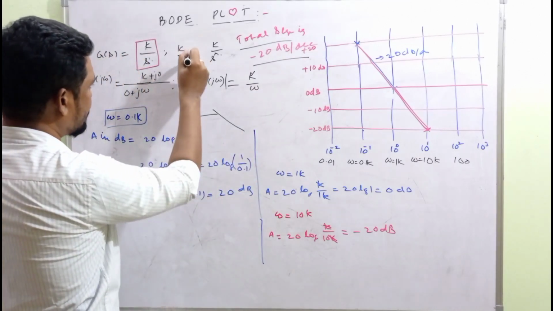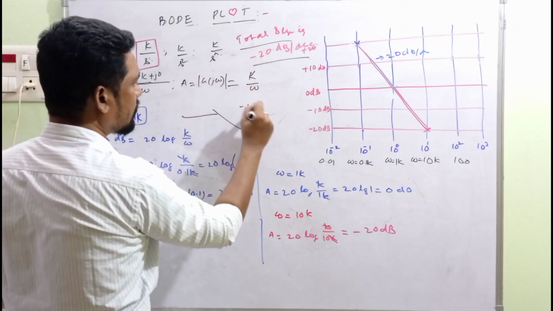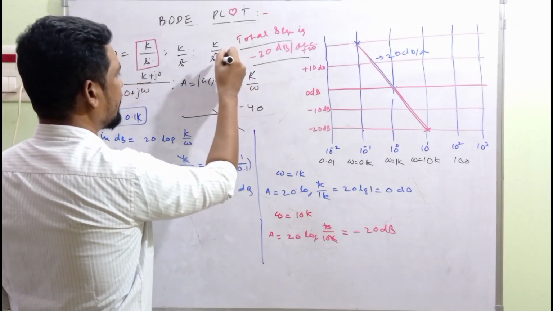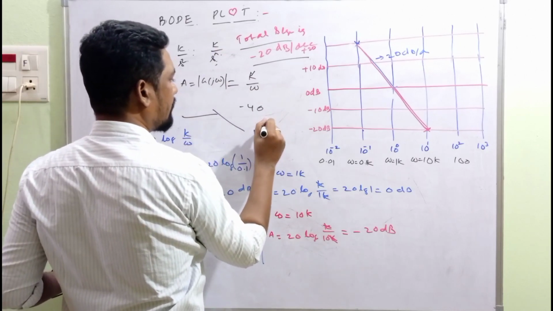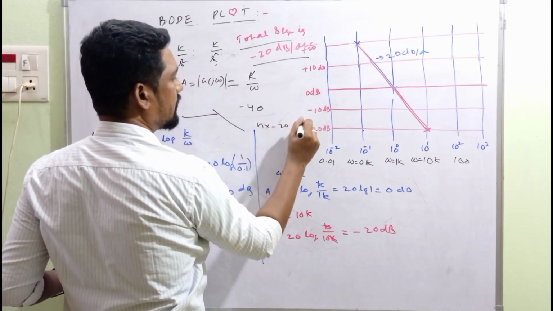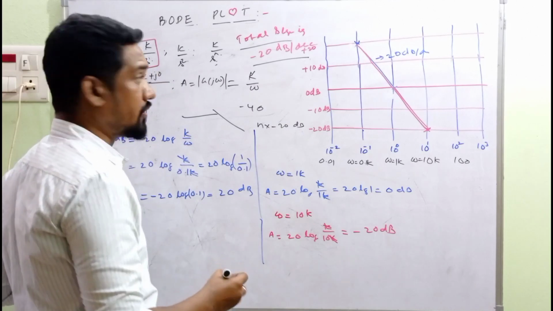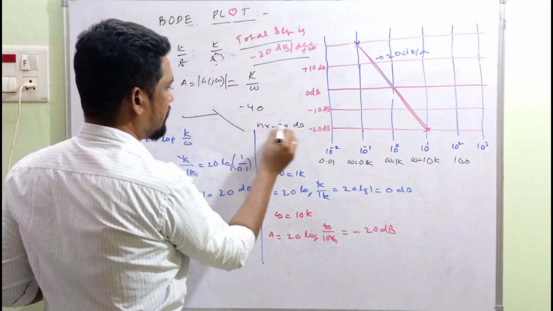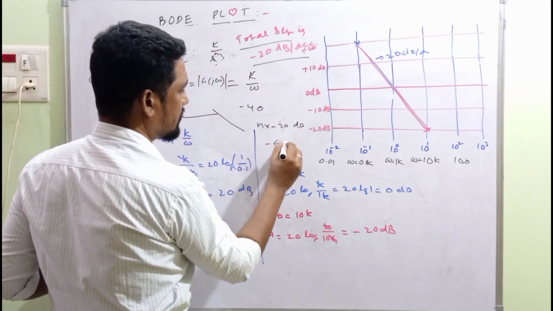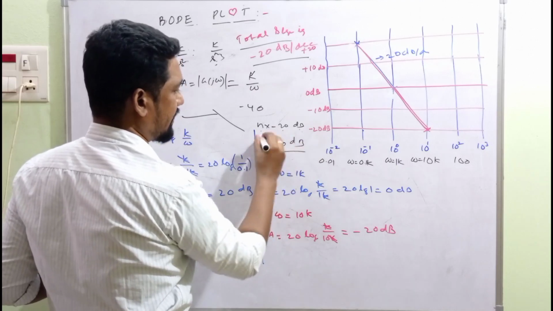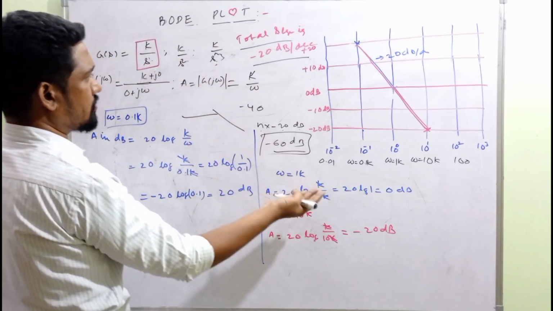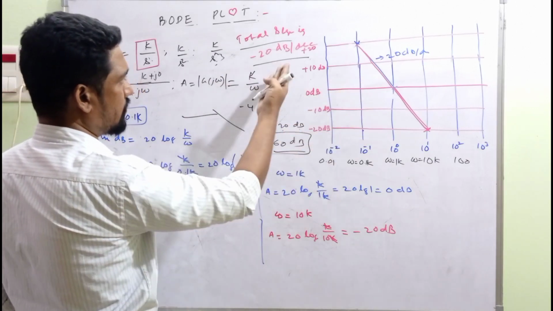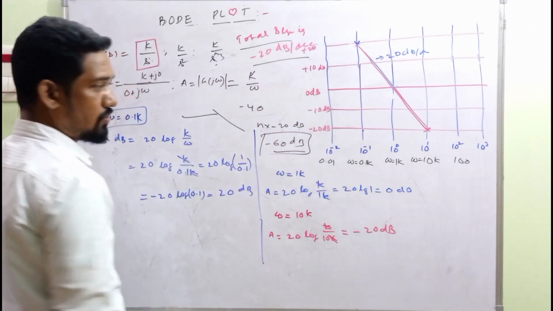What if it's a k by s square? It will be minus 40 dB. And k by s raised to n is simply n into minus 20 dB per decade, that's it. So if it's s raised to 3, it's 3 into minus 20, which is minus 60 dB per decade, like that. That's the increment. Remember, for the factor k by s, the slope contribution is minus 20 dB, and it has no corner frequency.